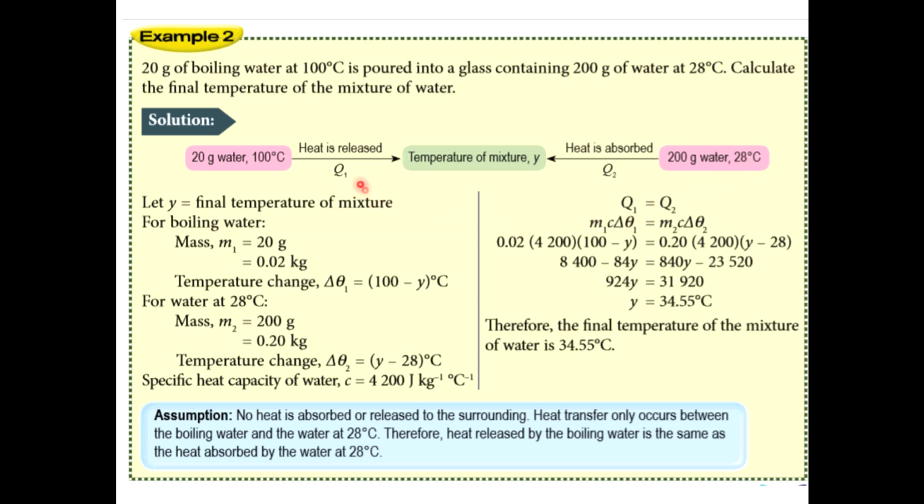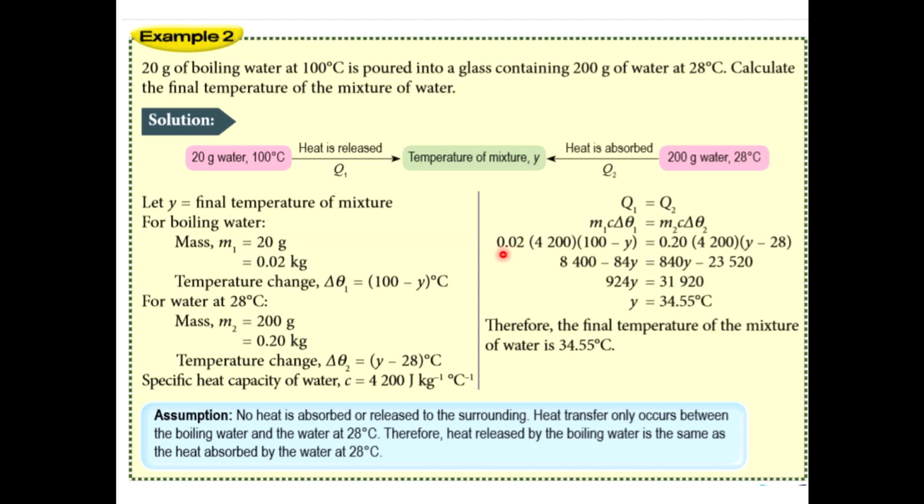So we can write like this: Q1 equals Q2. Q1, the 20 gram water, will have a change of temperature, so you can use this formula. m1 c delta theta equals the 200 gram water, which also has a change in temperature. Since c here refers to water, even if you don't substitute it, no problem, because the specific heat capacity will be the same. You can cancel c. And then m1 is the mass of that hot water, 20 gram.